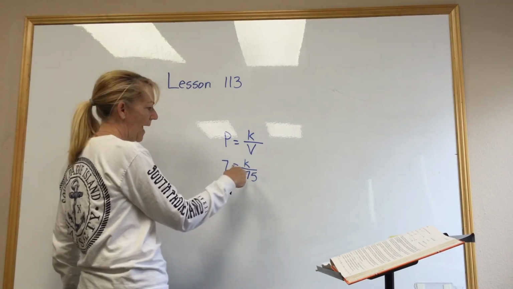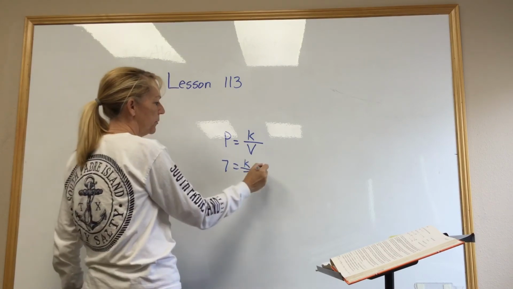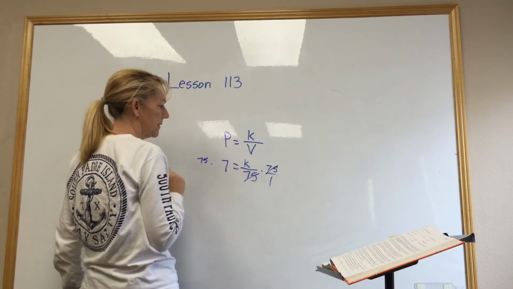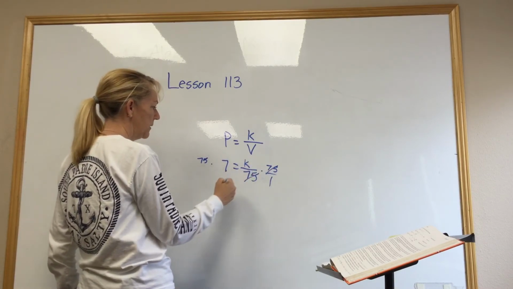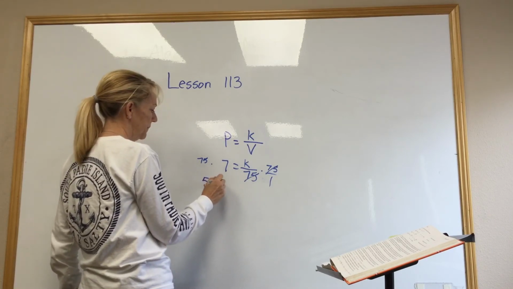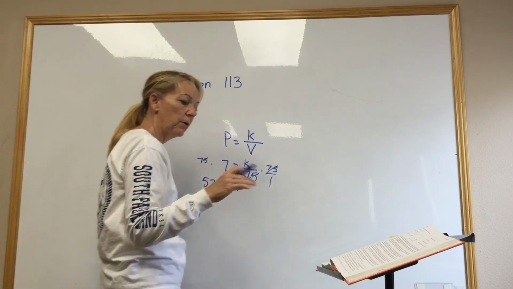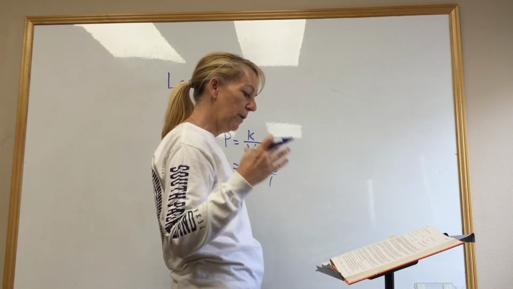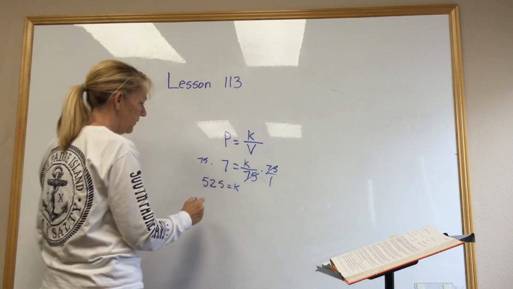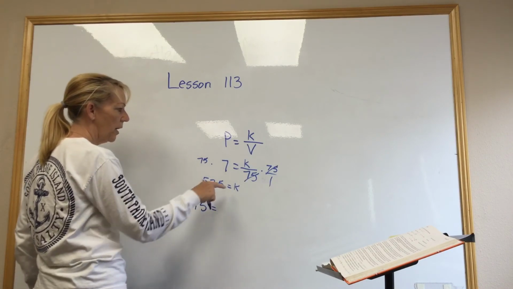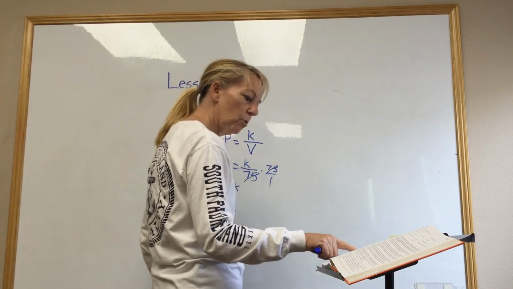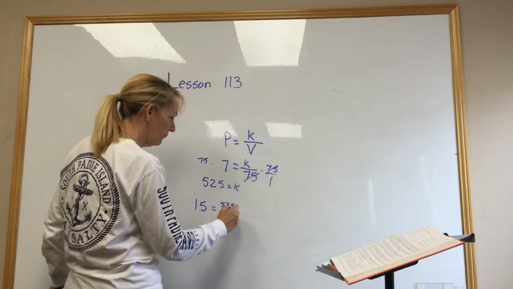So when we solve for K, we're going to multiply both sides by 75 to cancel that out. That's the same as 75 over 1. We can cancel that out. So K is going to equal 75 times 7, which is 525. So that's my K. Now, the second part of that problem is, what would the volume be if the pressure is increased to 15? So now my P is 15. I know what my K is. My K is 525. And it's asking me, so what is the volume? So now I'm solving for the volume.